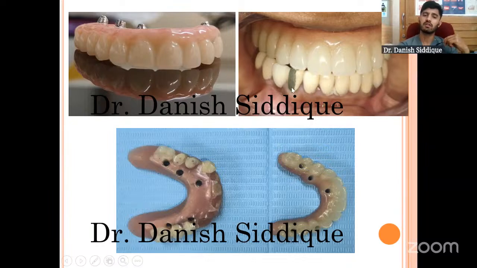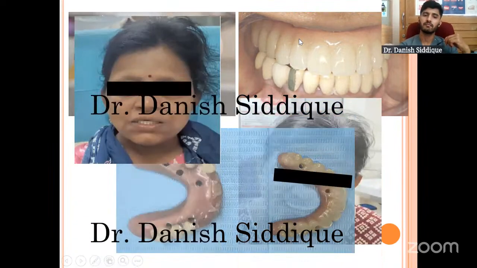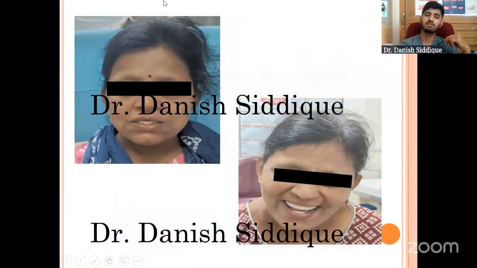The patient did not return for the lower anterior corrections. So this was how the patient was before with the previous prosthesis, and this is how she returned.